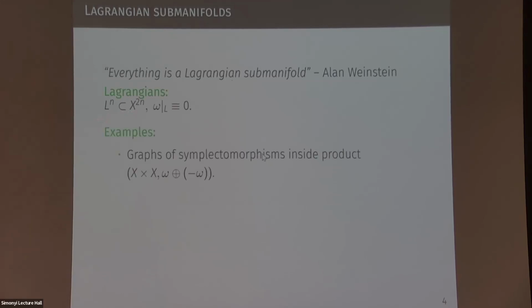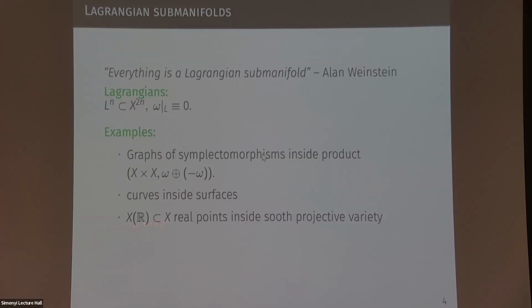So here are some examples of Lagrangians. The first example is graphs of symplectomorphisms inside products. And this in particular gives you a way of transferring questions about symplectomorphisms of a symplectic manifold into itself into intersections of Lagrangians with the diagonal. Then from the two examples we saw before, these are Lagrangians inside those examples. The first one is any curve inside a surface, which is always going to be a Lagrangian because symplectic forms are two forms, and if you restrict it to a curve, it's going to vanish automatically.